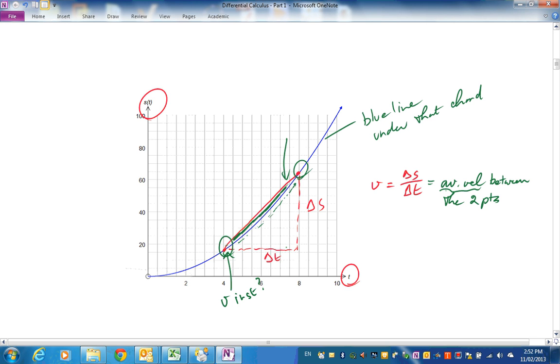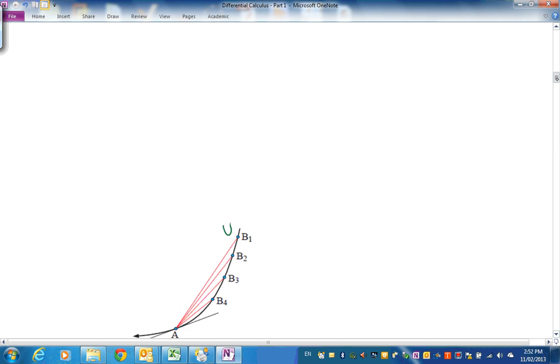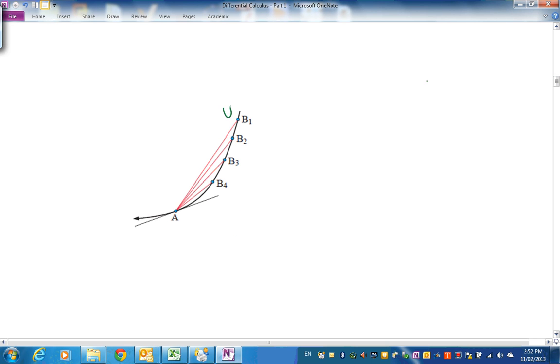And this led to his discovery of differential calculus. So, what did he do? Well, let's come down here. I've got a little diagram for you. Come down here and just rub that out now.